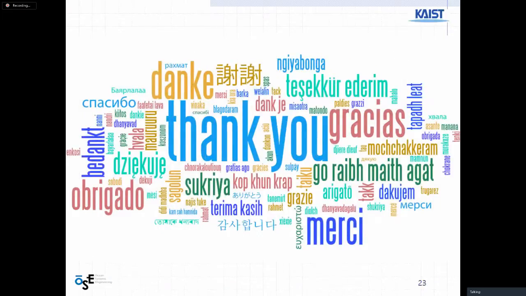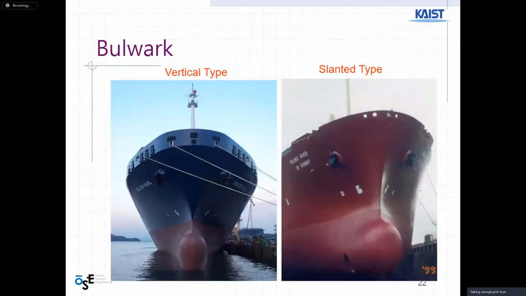Question? No question. This is a strange question. I have seen that picture a couple of times. This one? No, the previous picture. Yeah. And I always wonder, why does the front look like that? Why do they make it like that? This is a bulbous bow. This is another good topic for explanation.